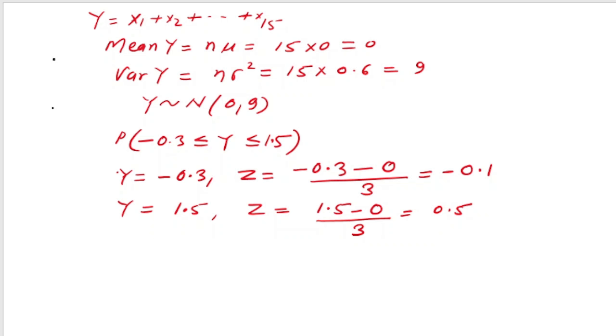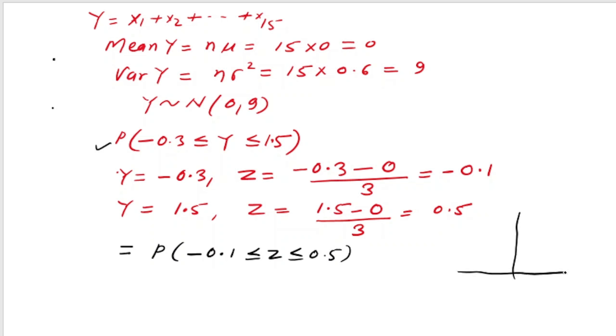So this problem, if I change into a standard normal variate, this probability will reduce to probability of minus 0.1 to 0.5. And do you remember how to calculate this probability? I am just drawing the standard normal curve. So this is how the normal distribution curve looks like. And here suppose we have this point that is minus 0.1, and here we have the point that is 0.5. So we have to calculate the area under this curve, right?